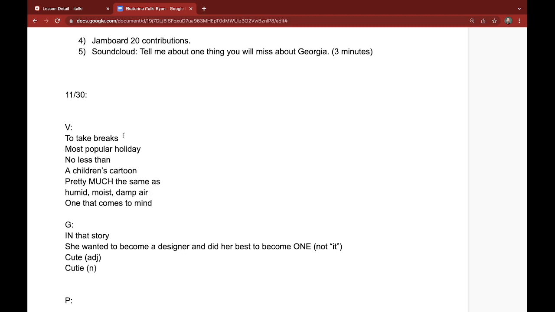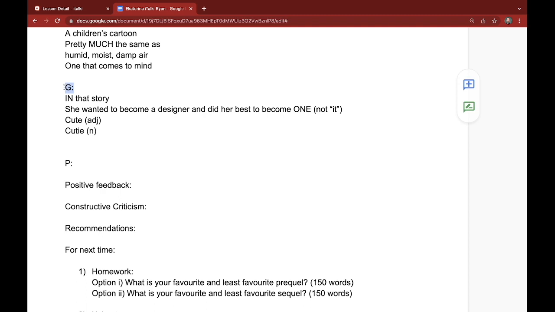So for example, I remember instead of to take breaks would be not, or instead of to make pauses. Yeah, so this is all the vocabulary corrections right here, grammar corrections there. And in terms of pronunciation, it's fantastic. So typically I would leave positive feedback here, constructive criticism here, and some recommendations for next time.